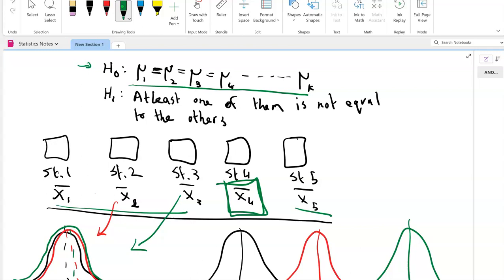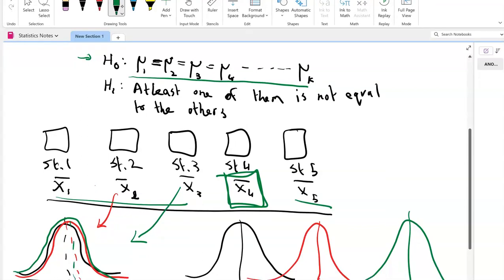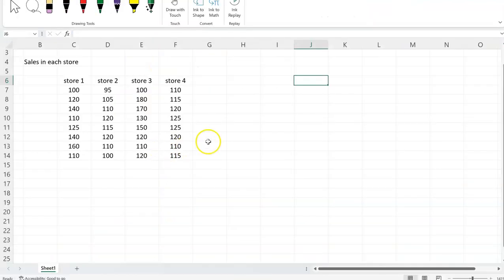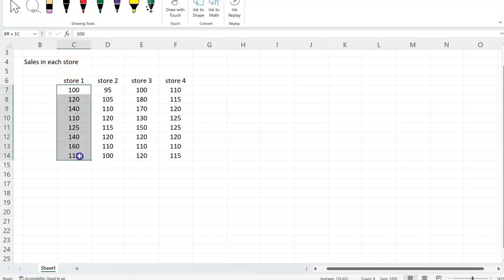So how do we do our analysis of variance? First we are going to look at how to do it in Excel, and we are also going to see how to do the analysis of variance step by step. So let's say we have this data. Maybe we collected data for a few weeks, and we wanted to see, if we have 4 stores, are these means equal to each other?